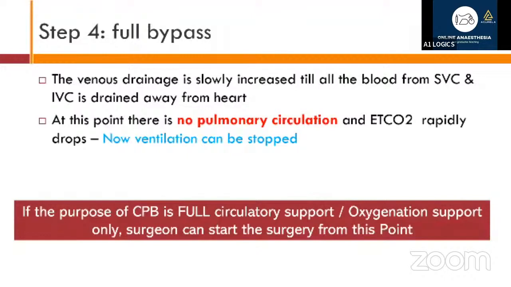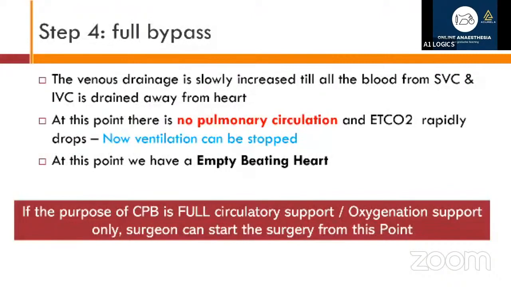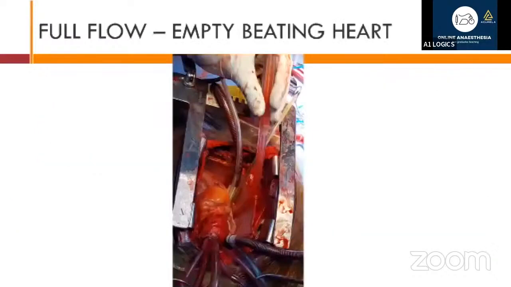Now you need not ventilate the lung at all. The full ventilation part is taken by the CPB. The ventilation can be stopped. Now here we have an empty beating heart. So the heart will still be beating. You can't open the chamber and do the surgery. If you want an immobile heart, you will have to arrest it. So to arrest it, what we do is, we'll just see a small video.